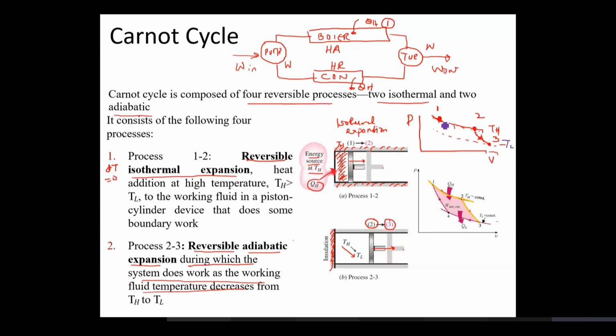As my system moved from 1 to 3, this is essentially the area under the curve. That is the positive work generated as my system moved from 1 to 3. This is the work out of the turbine. So if you see, this work resembles the work generated as my system moved from the boiler to the turbine. So this is essentially the first half of the cycle.